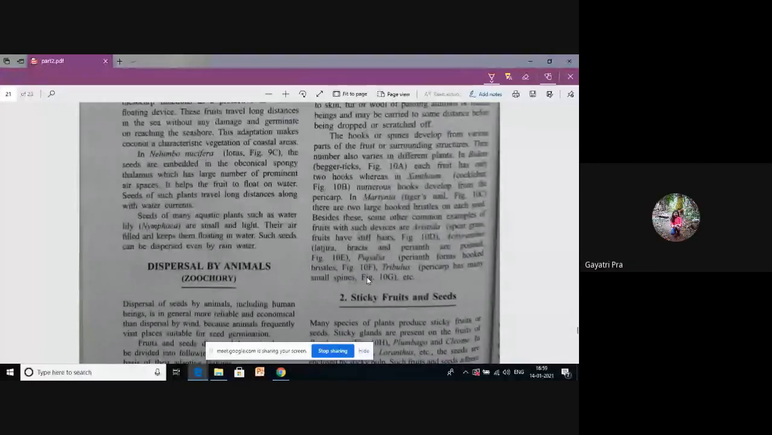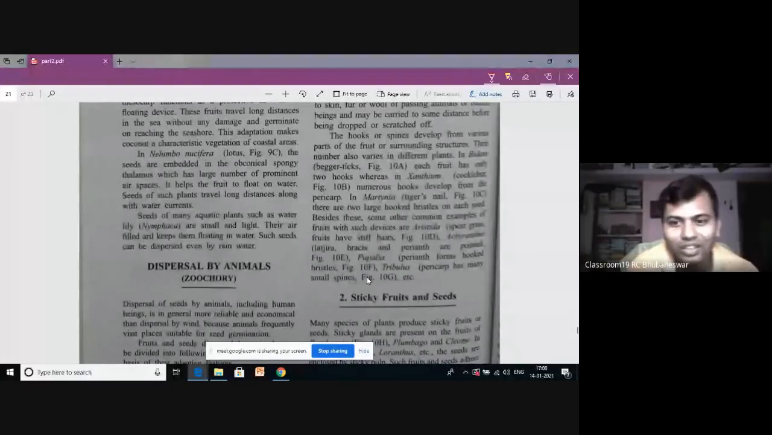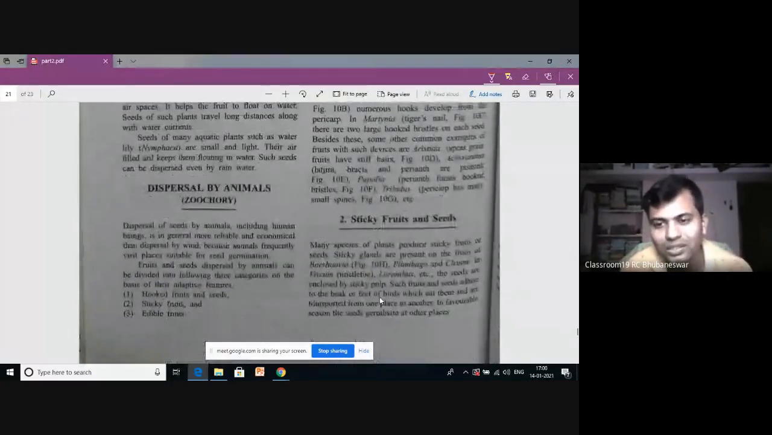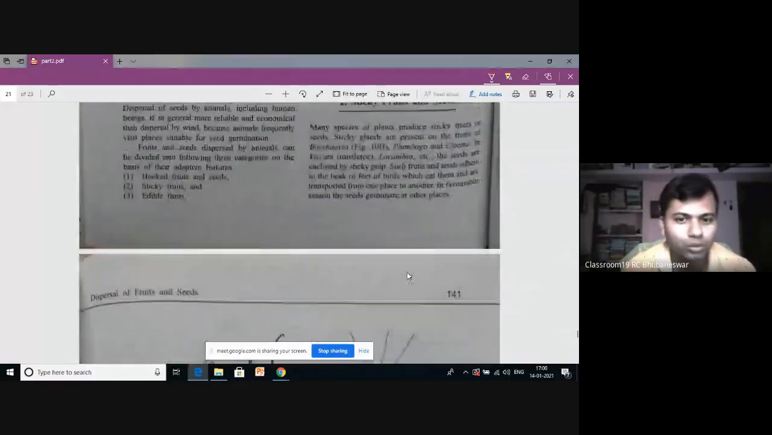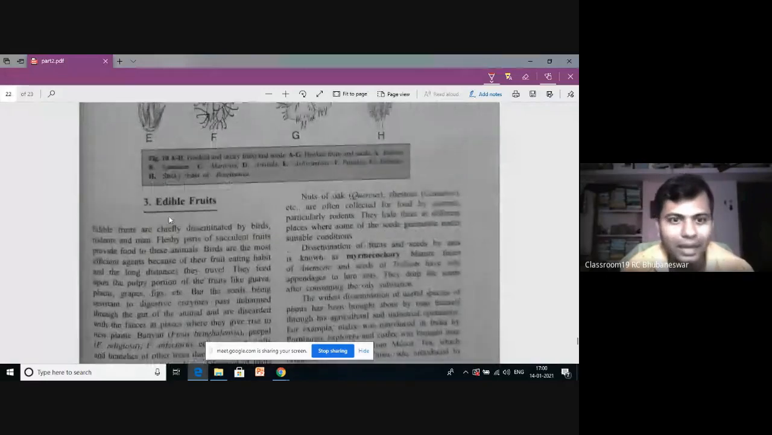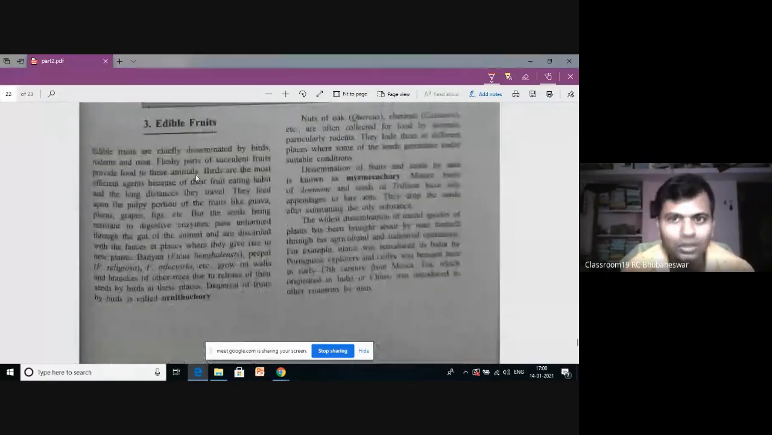Then there is a sticky fruit, when the fruit becomes sticky, for example Loranthus, Plumbago. Then edible fruit: in some plants the fruits are edible or the seeds are edible, the animals come and eat, and they also transmit them.